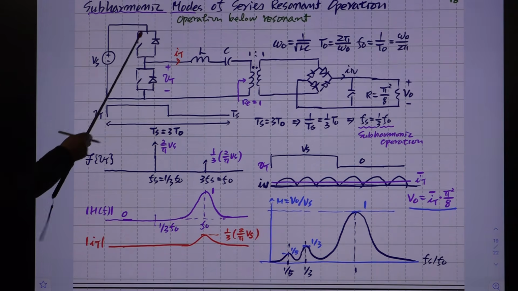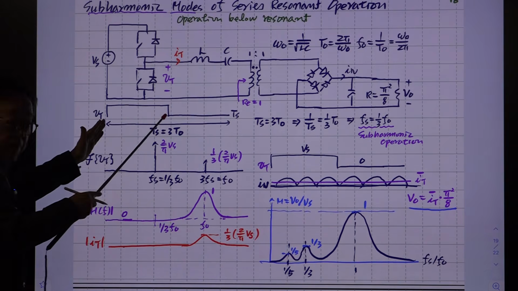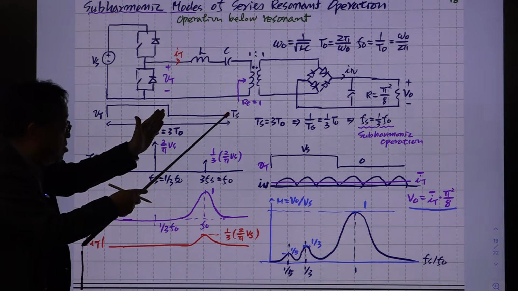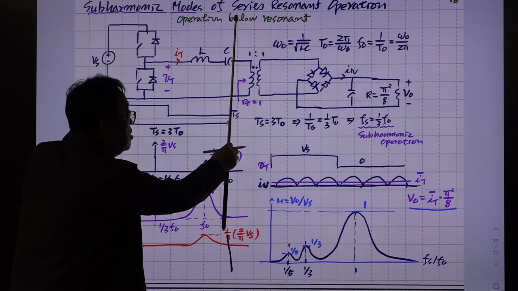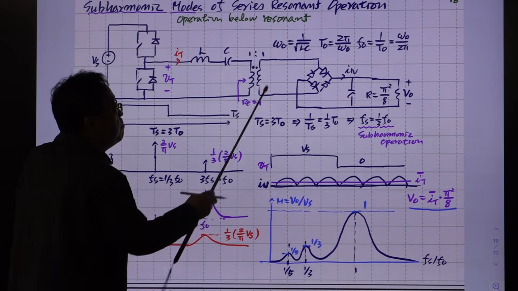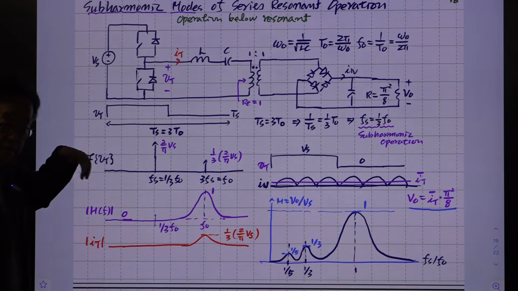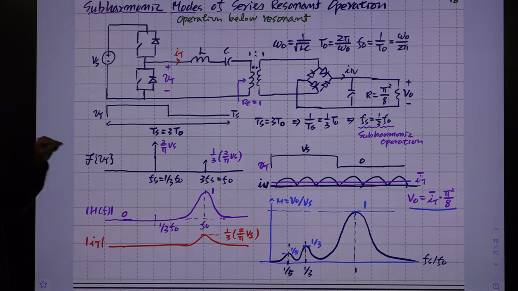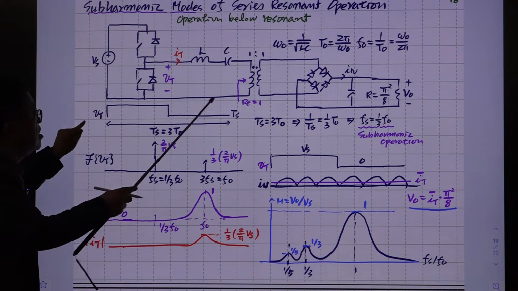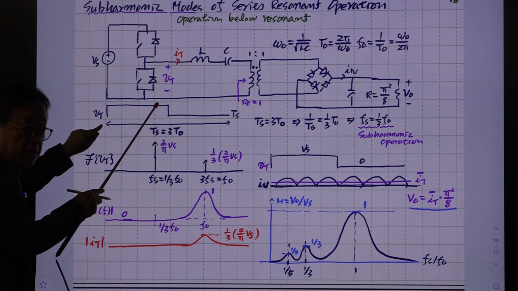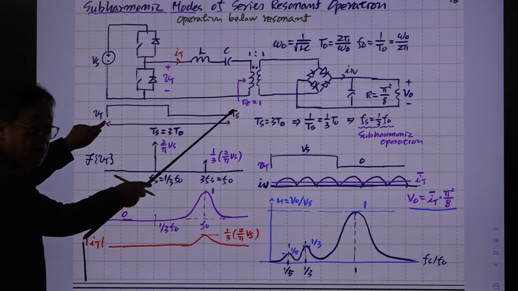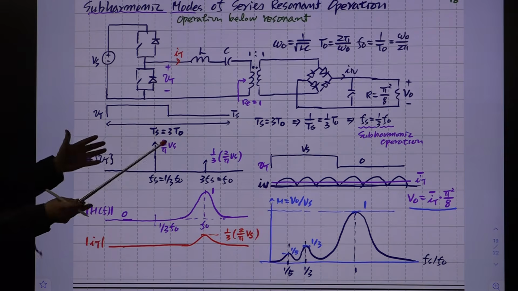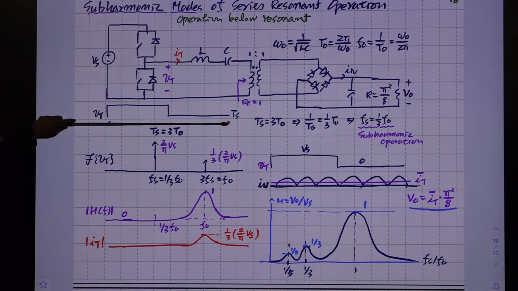So this upper switch turned on for this period of time and turned off at this period of time. So this is the Ts. Ts is this much, but this is the resonant period. The inverse of the resonant frequency is much shorter than this. What I mean is this is one switching period. The switching period is 3 times this.